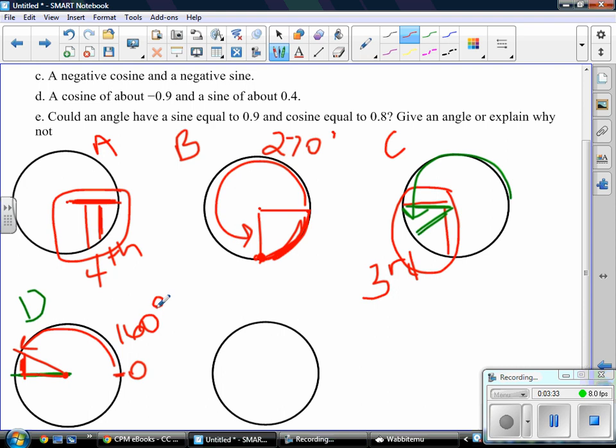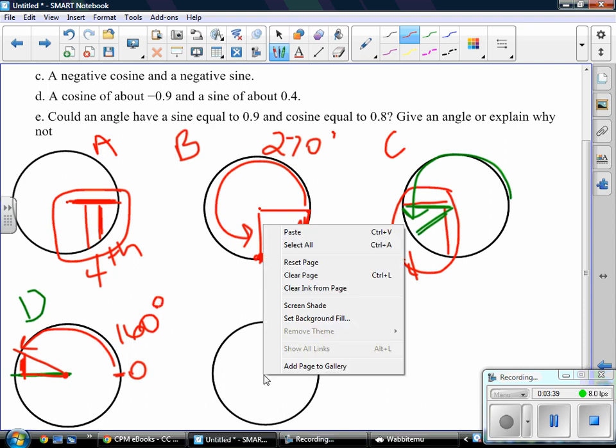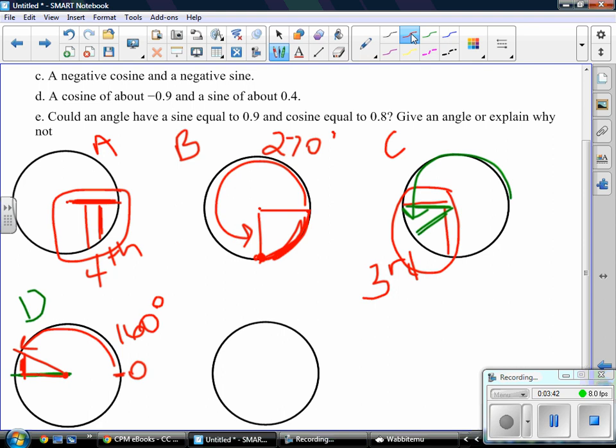Part E, could an angle have a sine equal to 0.9? So let's try to draw that in. That's going to be positive. It's maybe like here, because straight up and down would be a 1 right here. So it's not quite straight up and down like that. And a cosine equal to 0.8. That means my horizontal distance this way has to be almost touching the edge of my circle.